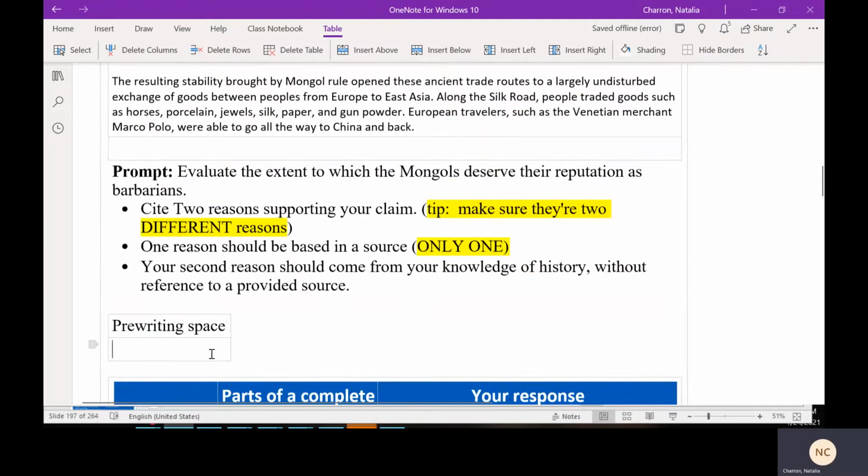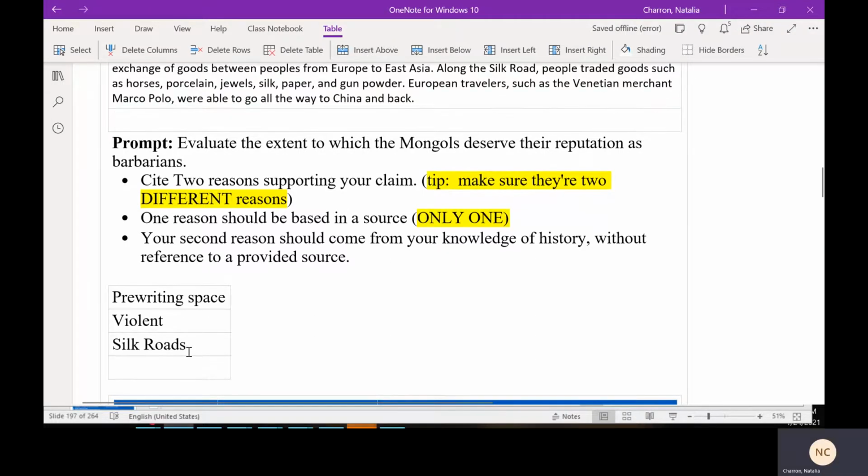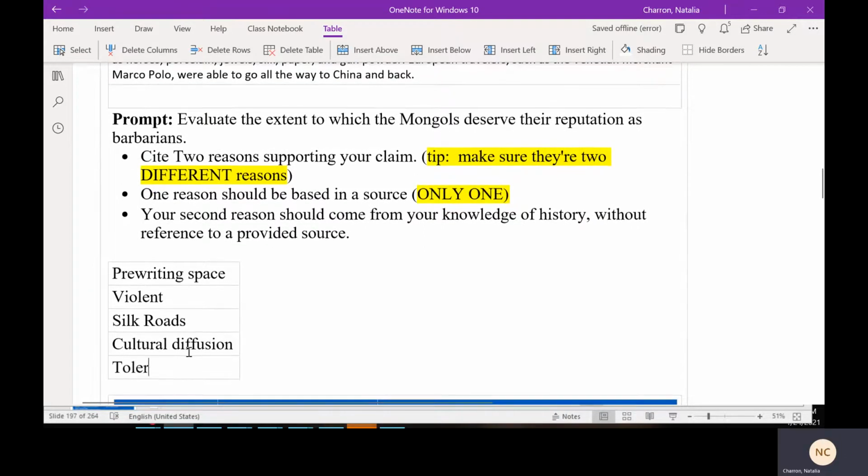This is why I've left a little pre-writing space here, because it's important to organize your thoughts before you start writing, or it all comes out vague and kind of awful. So to start, how much do the Mongols deserve their reputation as barbarians? Well, if you know stuff from class, then you probably already know that they were really violent. So that's like one reason to maybe consider them barbarians, but you probably also know something about them that was positive, like they reestablished the Silk Roads, or promoted cultural diffusion, or tolerated different religions.